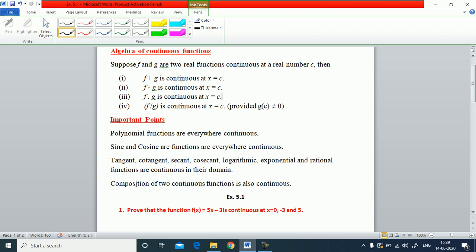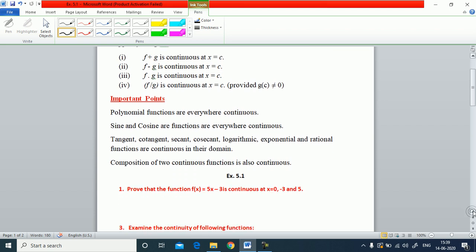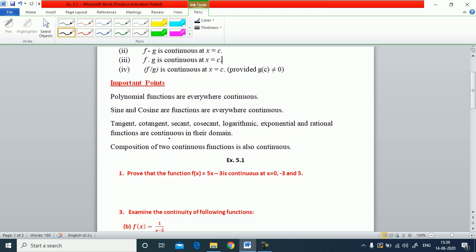Next, if there are two continuous functions, then their composition will also be a continuous function. We have done composition of functions in the chapter Relations and Functions. So if f and g are two such functions that their composition, say composition of f and g, is possible, and f and g are separately continuous at a particular point, then the composition of f and g will also be a continuous function. That is what it explains.